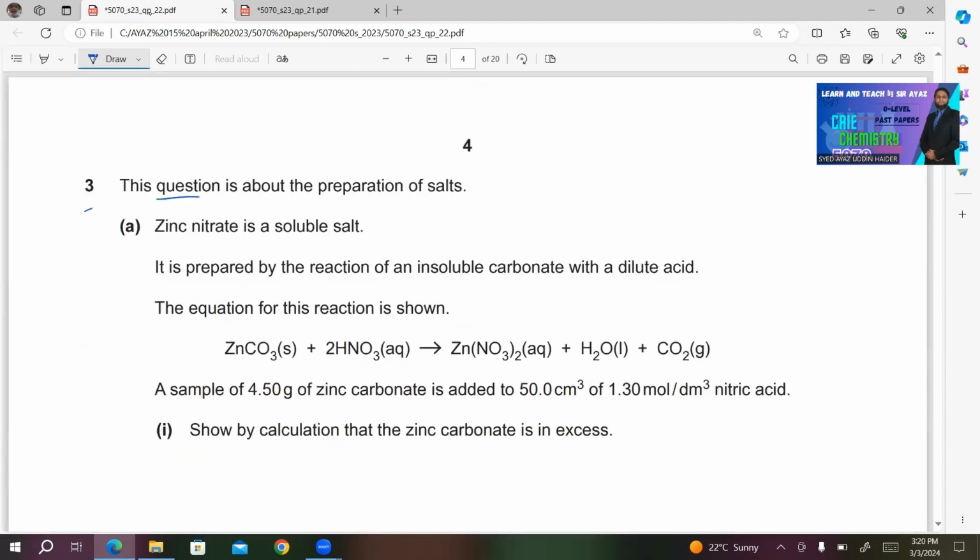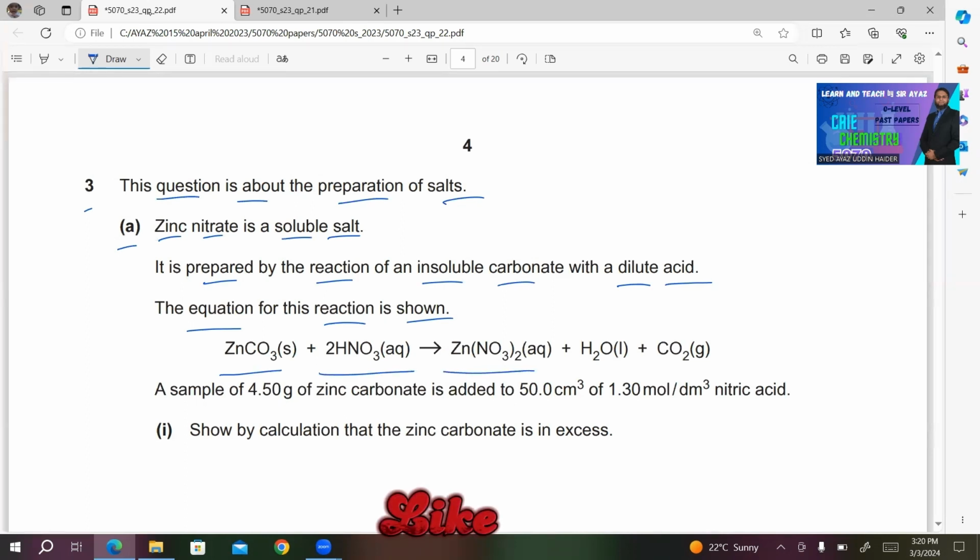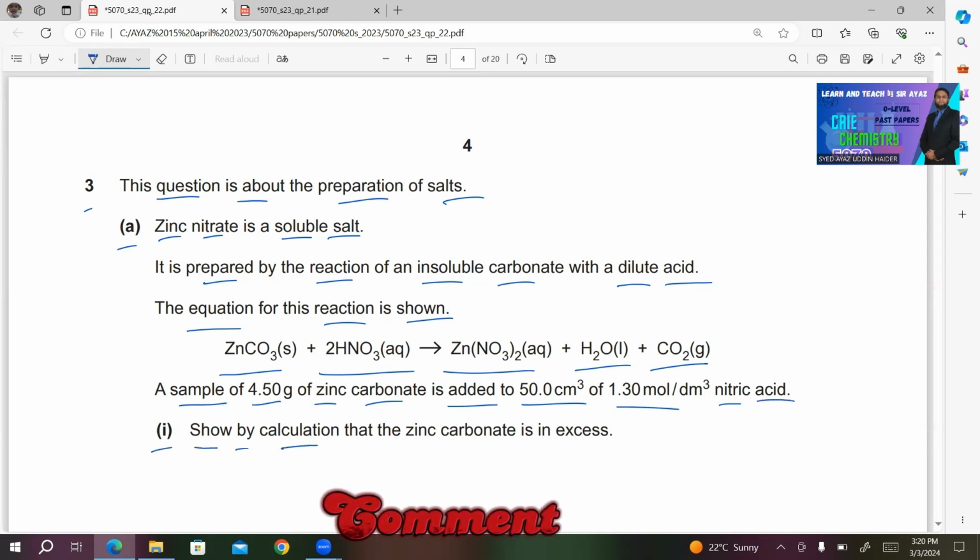Number 3. This question is about the preparation of salts. A. Zinc nitrate is a soluble salt. It is prepared by the reaction of an insoluble carbonate with a dilute acid. The equation for this reaction is shown. This is a reaction: ZnCO3 solid plus 2HNO3 aqueous gives Zn(NO3)2 aqueous plus H2O liquid plus CO2 gas. A sample of 4.5 gram of zinc carbonate is added to 50 centimeter cube of 1.3 mole per dm cube nitric acid. Number 1, show by calculation that the zinc carbonate is in excess.